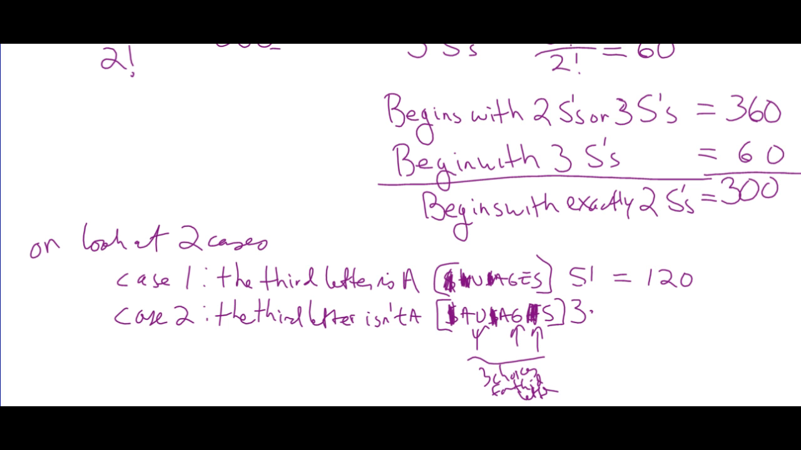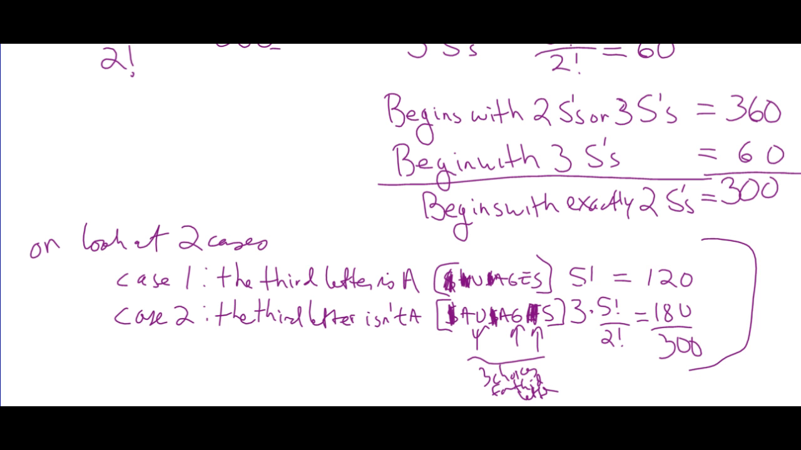Okay, and then what have we got left? 1, 2, 3, 4, 5. But 2 of those are the same, the 2 A's. 5 factorial over 2 factorial is 60, times 3, that's 180. That's 300 ways. So you've got your choice. You can do it this way, but you don't want to do it this way. You'll never remember, oh yeah, there's this case, what if the third letter isn't?